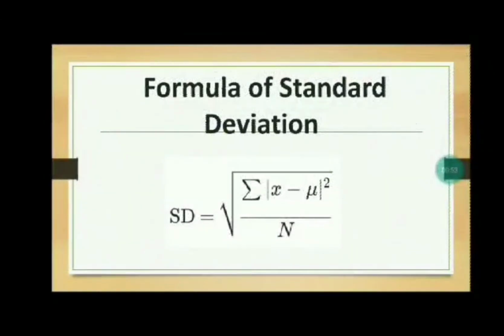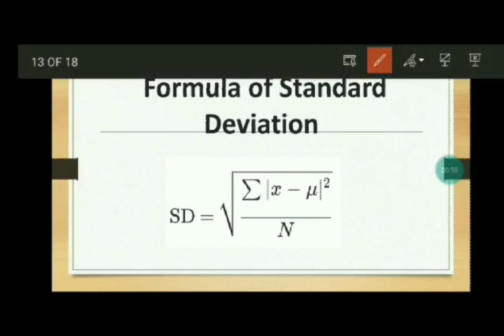So now, this is the formula of the standard deviation. SD means standard deviation equals the square root of the sum of X, where X is a value in the data set, minus M, which is the mean, raised to the power of 2 and over N. So the N there is the number of the data points in the population.